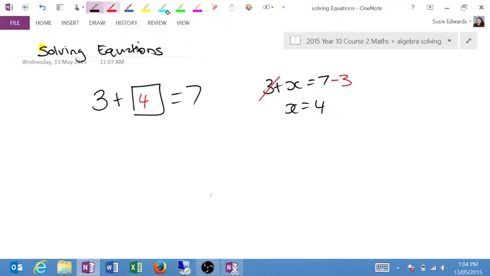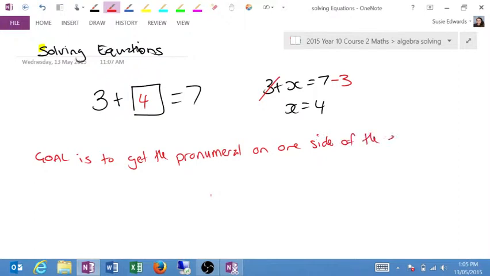Okay, our goal is to get the pronumeral on one side of the equal sign by itself. You should be writing this down as well.